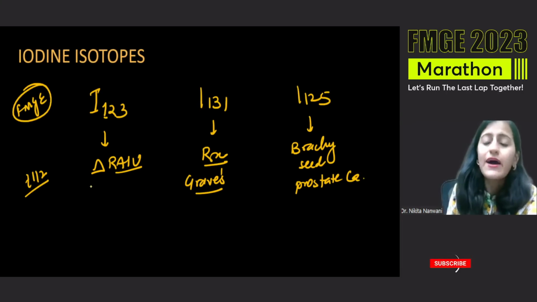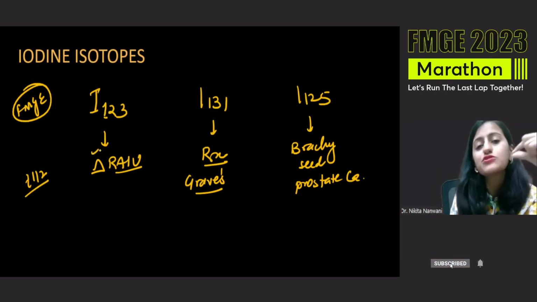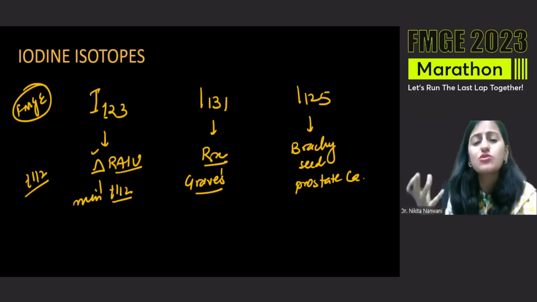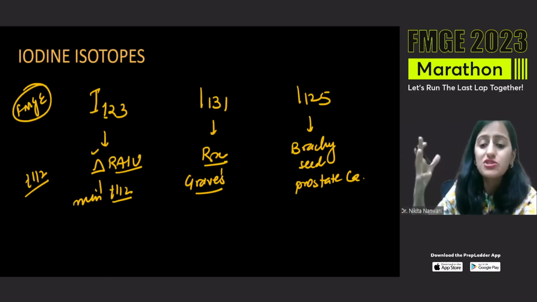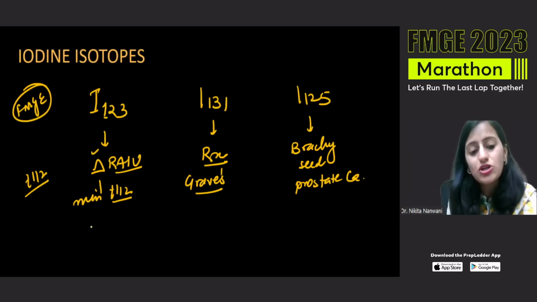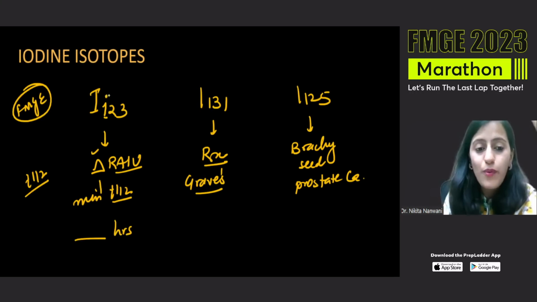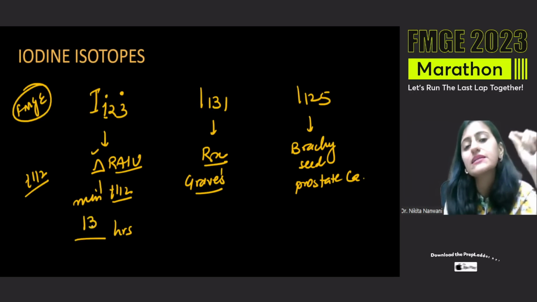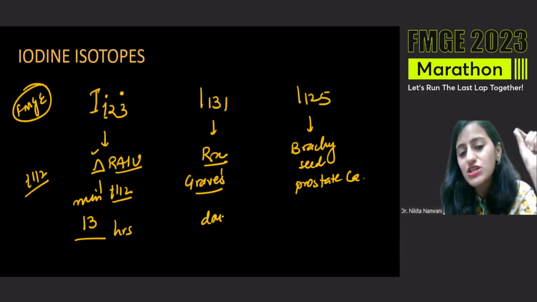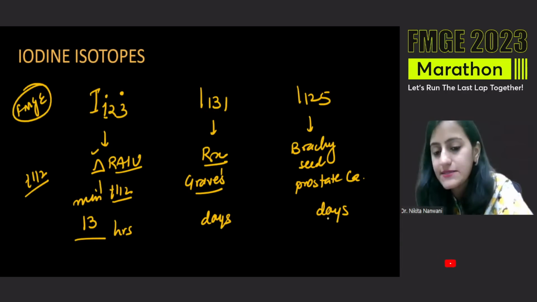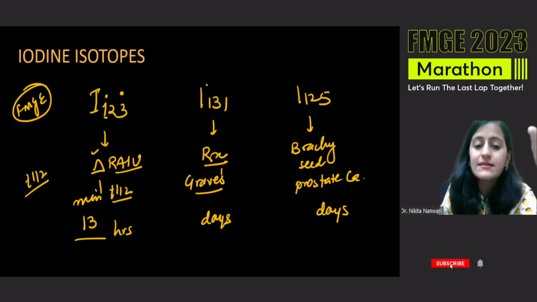Now thinking logically, the one which is used for diagnosis has the minimum half-life, because it's only for diagnosis. We don't want the radiation to be there for a long time. So this is the one that will have the half-life in hours. The 1 and the 3, that is 13 hours. The rest of them, which are therapeutic, for treatment, they have the half-life in days. They have the half-life in days.